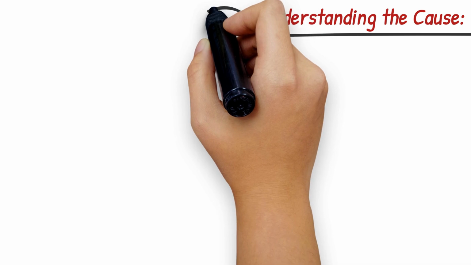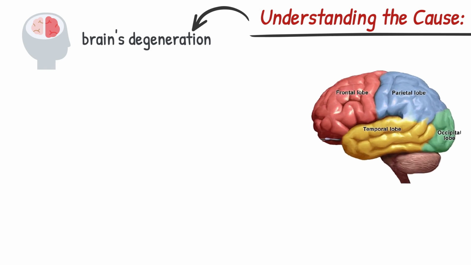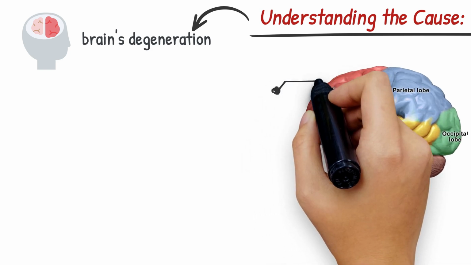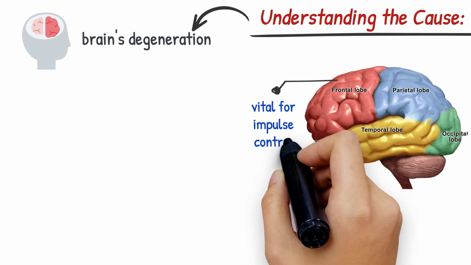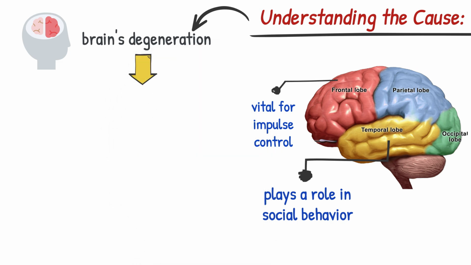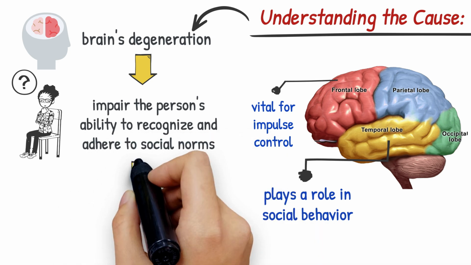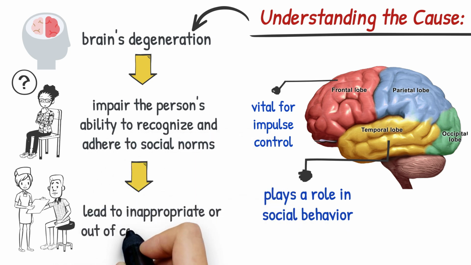Understanding the cause. As we've previously learned, sexual disinhibition in dementia often results from the brain's degeneration, particularly in areas like the frontal lobe, which is vital for impulse control, and the temporal lobe, which plays a role in social behavior. This degeneration can impair the person's ability to recognize and adhere to social norms, leading to behaviors that are inappropriate or out of context.